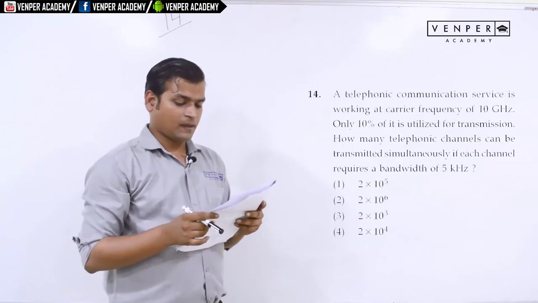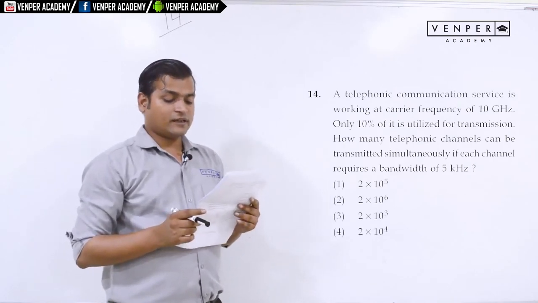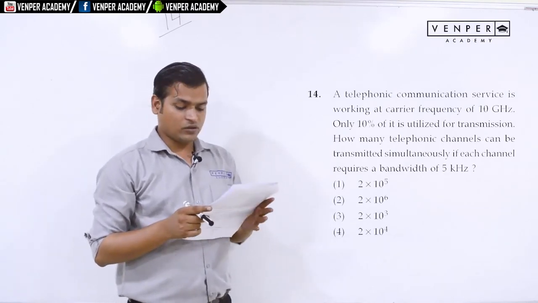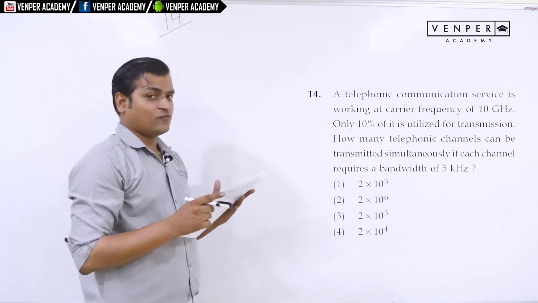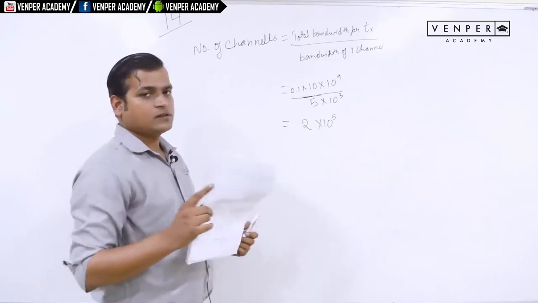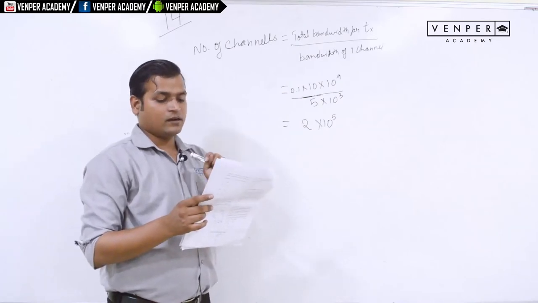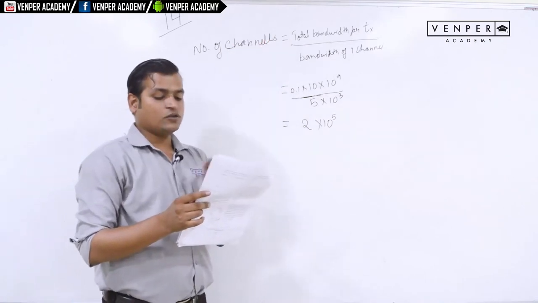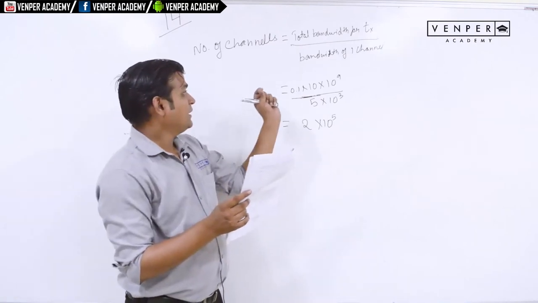Okay, question number 14. A telephonic communication service is working at carrier frequency of 10 gigahertz. Only 10% of it is utilized for transmission. How many telephonic channels can be transmitted simultaneously if each channel requires a bandwidth of 5 kilohertz? See, in this question, it is saying that there is one telephonic service that is working on a carrier frequency of 10 gigahertz, in which only 10% of this bandwidth is used for transmission. Clear?